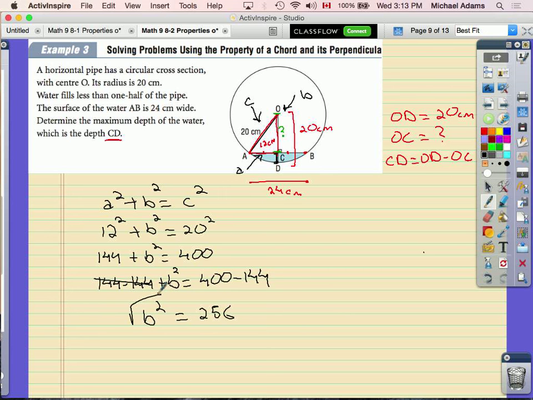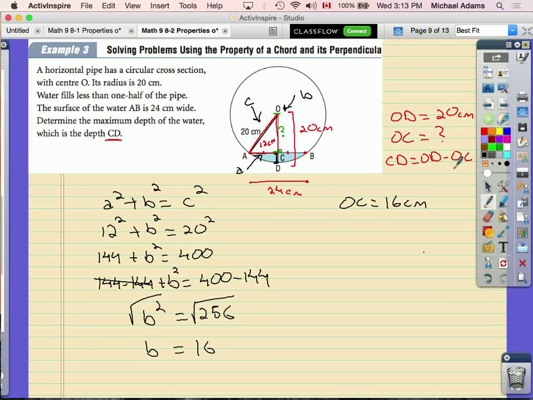Now I have to take the square root of both sides to isolate the variable. The square root of 256 is 16. So what does B represent? B represents OC. So OC is equal to 16 centimeters. But that's not what we want to find. We want to find the length of CD right there, and we said this is how we're going to do it.